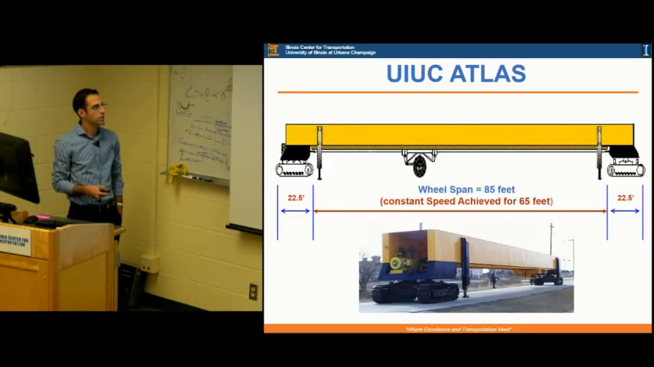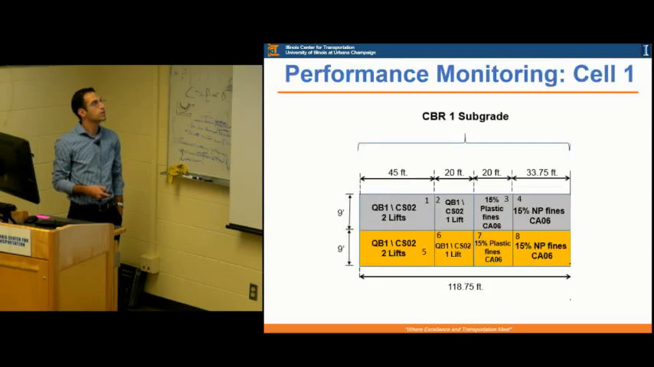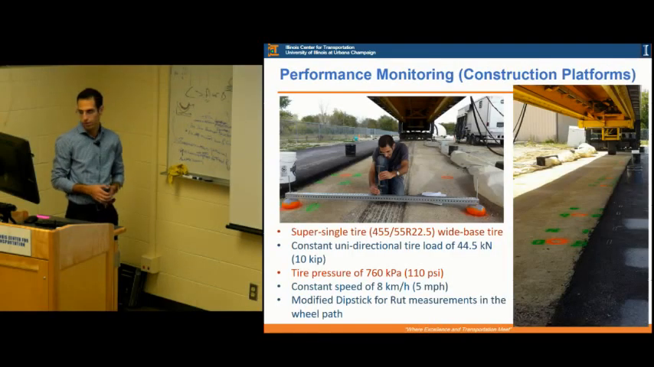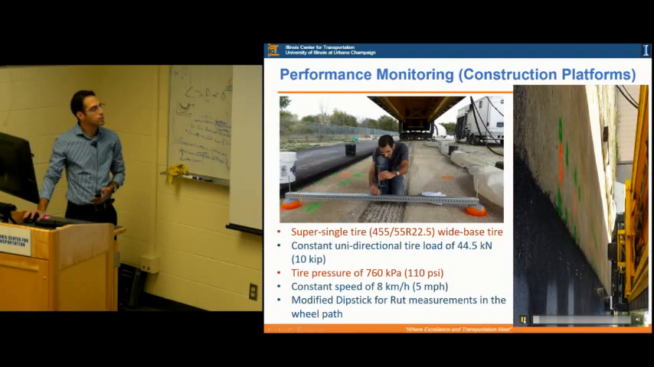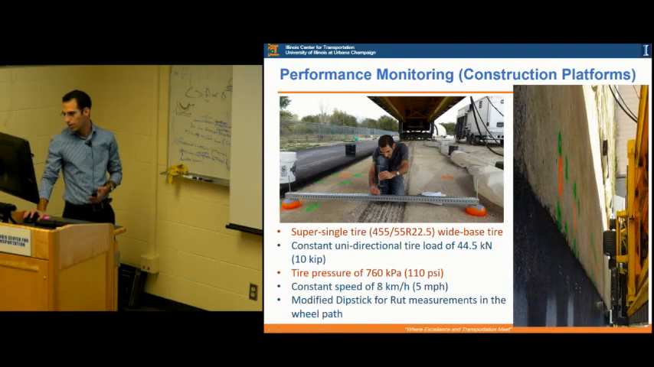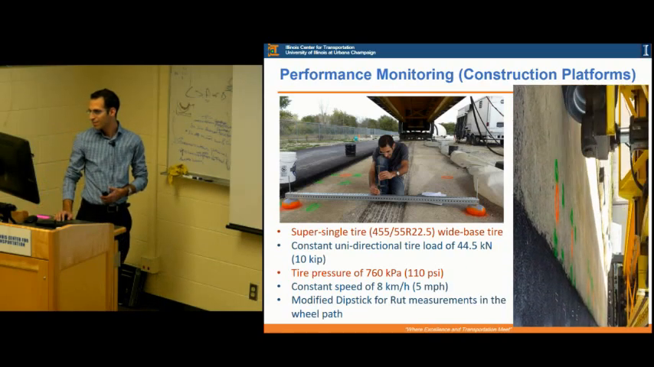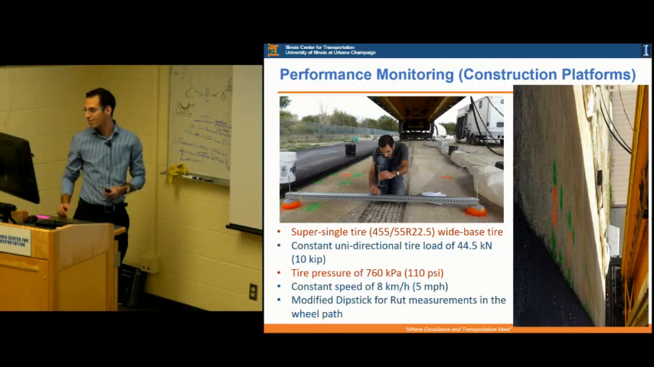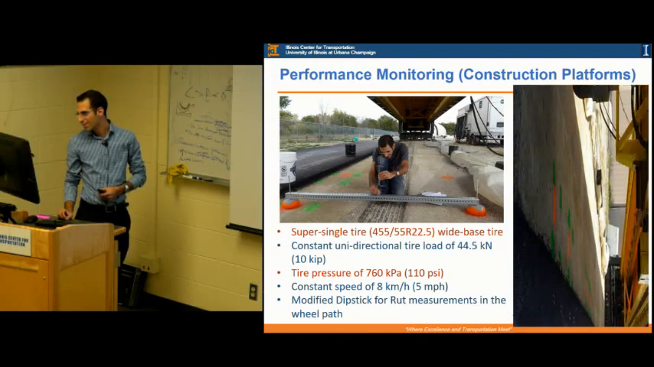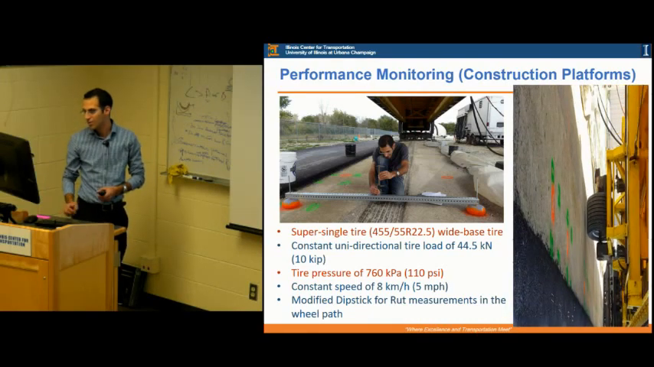And that's basically a plan view of Atlas and its size. So we started the performance monitoring of cell 1 with the performance monitoring of the construction platform sections that we've built. And I have a small video showing Atlas running. I don't know why it's flipped upside down here. Just flipped now. The wheel isn't that wide, but it used to run fine on my computer.